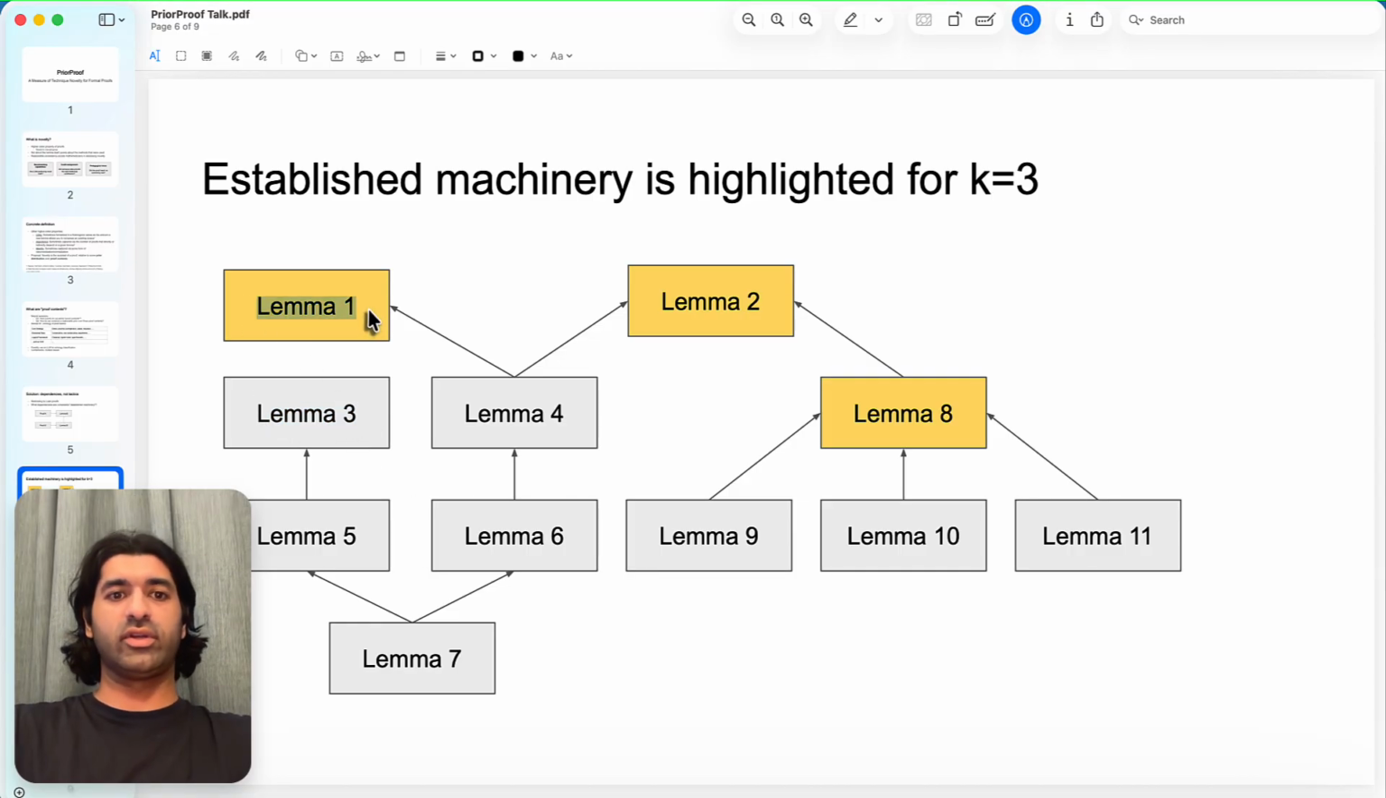But lemma 1, for example, is depended on by lemmas 4, 6, and 7. Lemma 2 has a bunch of dependencies. Lemma 8 has 9, 10, and 11. So these are the established machinery in this diagram.